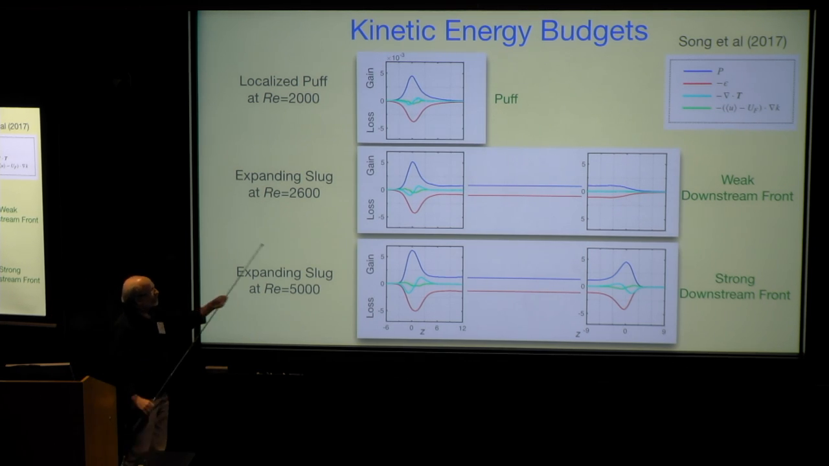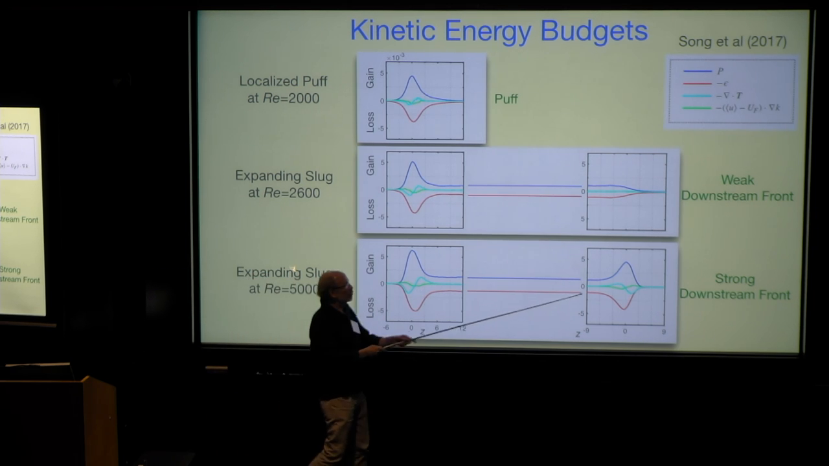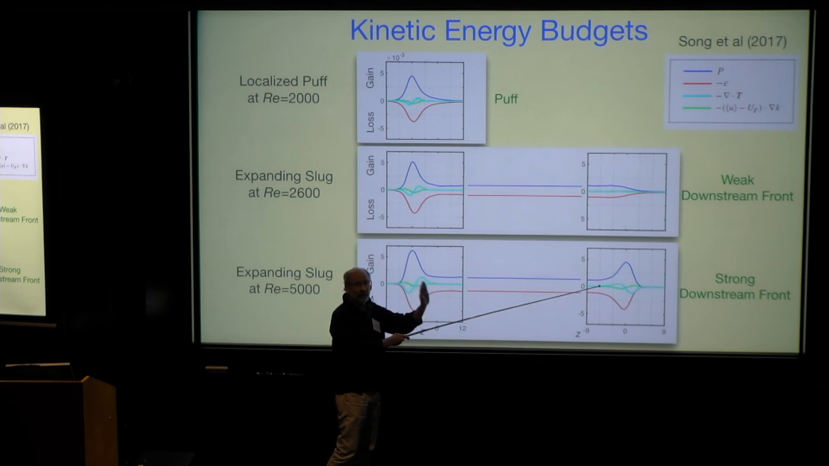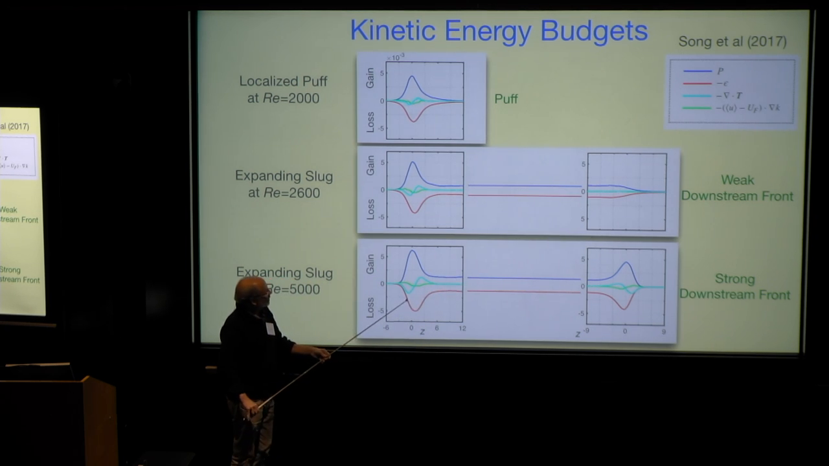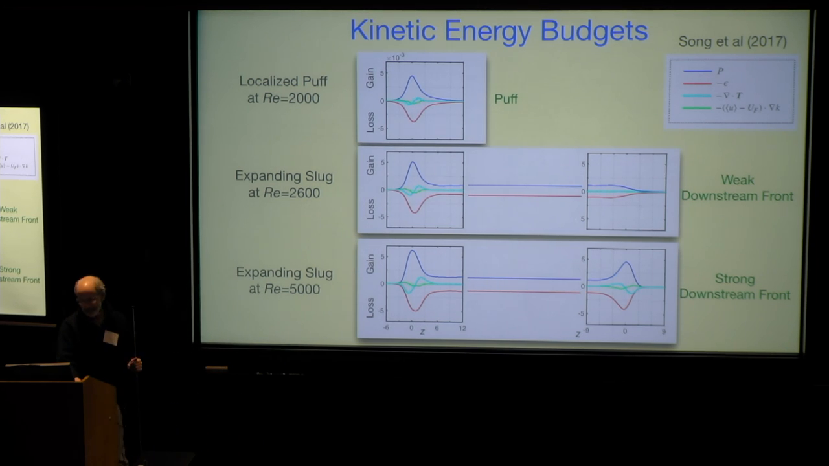All right, I want to make one point here. There are actually two kinds of slugs. Nigel mentioned this very briefly. There are ones where you have a strong downstream front where you're entraining flow downstream, and then you have another kind. What I really want you to see from this is that the upstream front is continuous as you decrease Reynolds number, going from the slug regime to these localized puffs. That front just stays the same, and you can see what a puff is. It's just what survives from there. That's the message I want to get across.